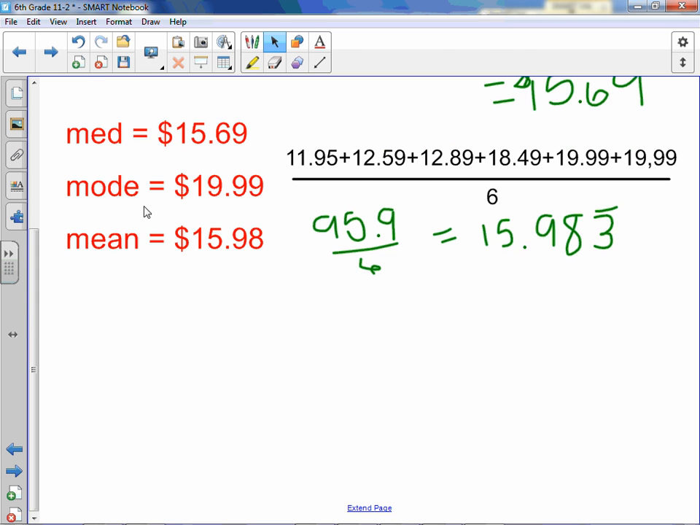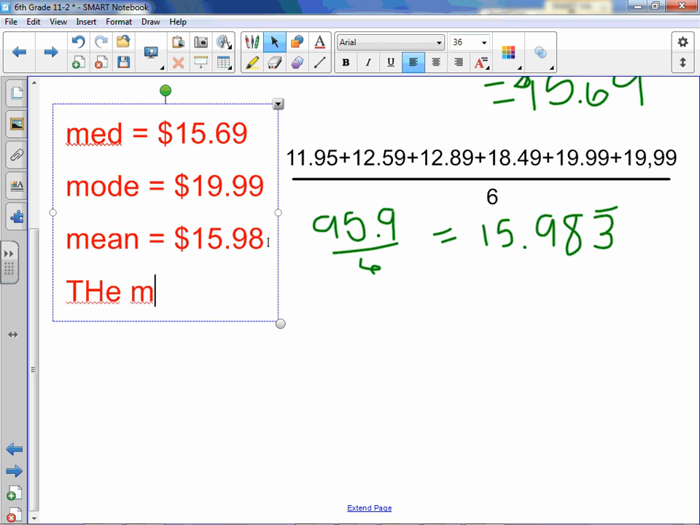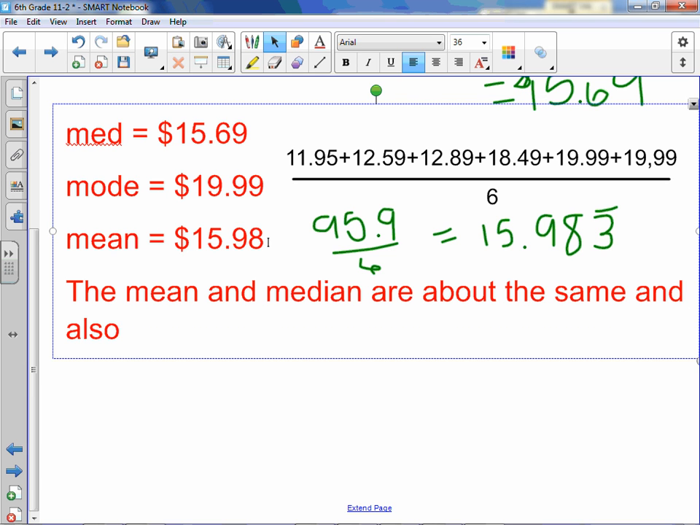And now it says to describe, so let's talk about what's going on here. It looks like the mean and median are close to the same, so let's jot that down. The mean and median are about the same, and, well, if we round the mean and median to about 16 and we round the mode to 20, 16 to 20 is about a $4 difference. So let's say the mean and median are about the same and also about $4 less than the mode.